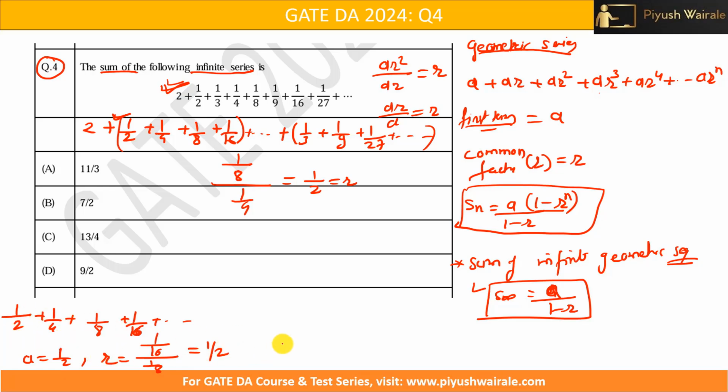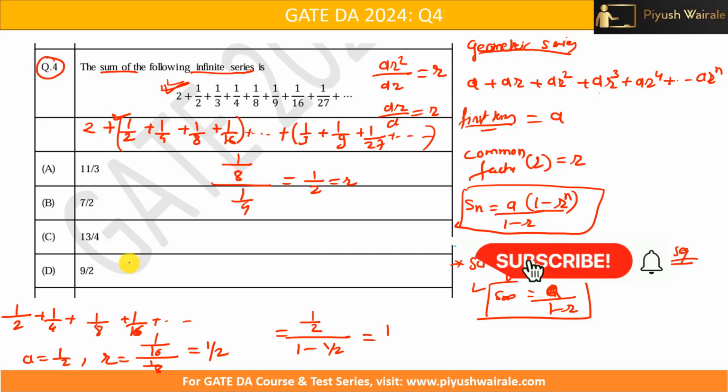The summation of this series is given by this formula: A divided by 1 minus R. A is 1 by 2, and 1 minus 1 by 2 is 0.5. So 1 by 2 divided by 1 by 2 is 1 only, right? So I got the sum of this series as 1.